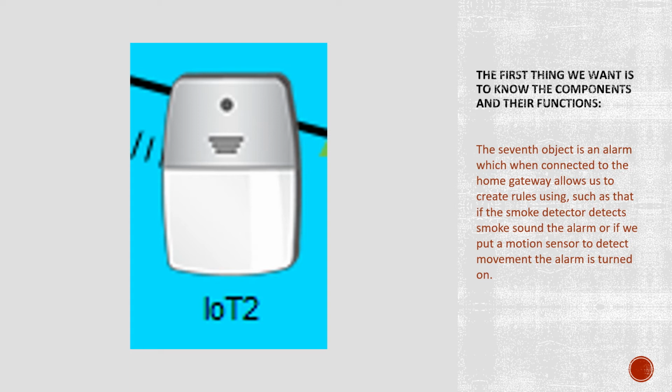The seventh object is an alarm, which when connected to the home gateway allows us to create rules, such as if the smoke detector detects smoke, sound the alarm, or if we put in a motion sensor to detect movement, the alarm turns on. These are rules to create inside the home gateway, and there are more options to use with the alarm. This is an image of the alarm inside the program.